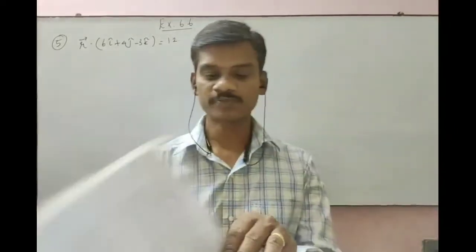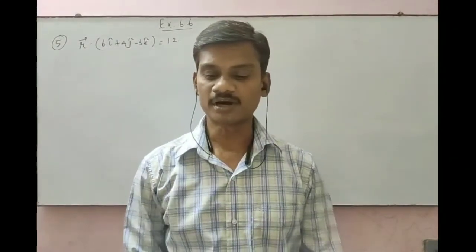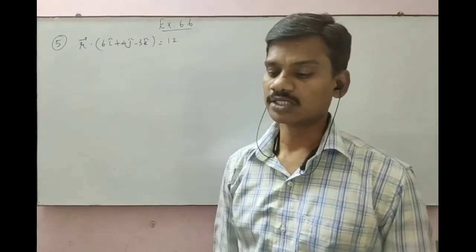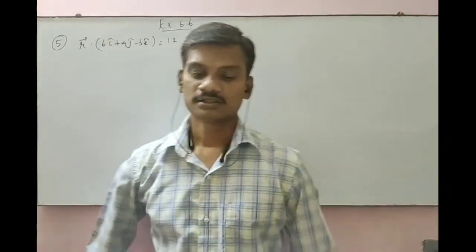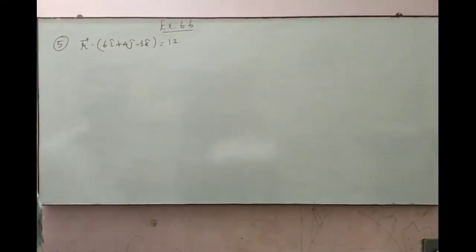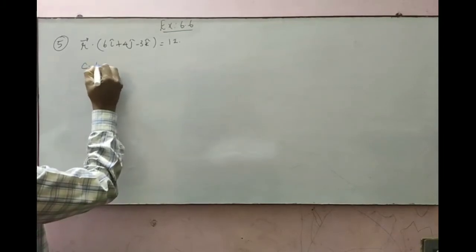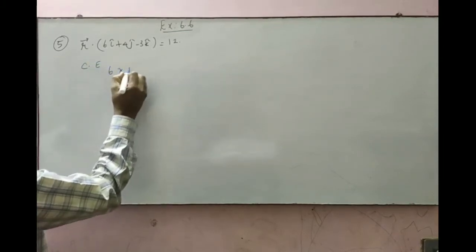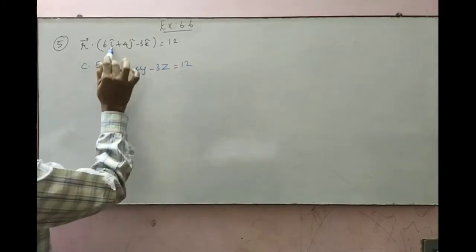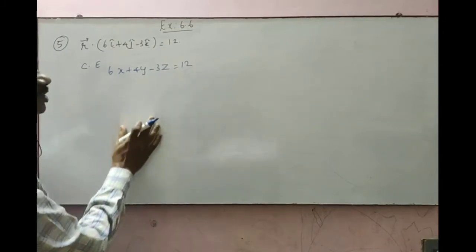Okay, next in the fifth sum, find the intercepts cut off by the plane r dot 6i plus 4j minus 3k equal to 12 on the coordinate axis. The vector form of plane is given to you. First I am going to write this in the Cartesian form. So the Cartesian equation is 6x plus 4y minus 3z equal to 12. Replace this I, j, k as xyz. You will get the Cartesian equation of the plane.